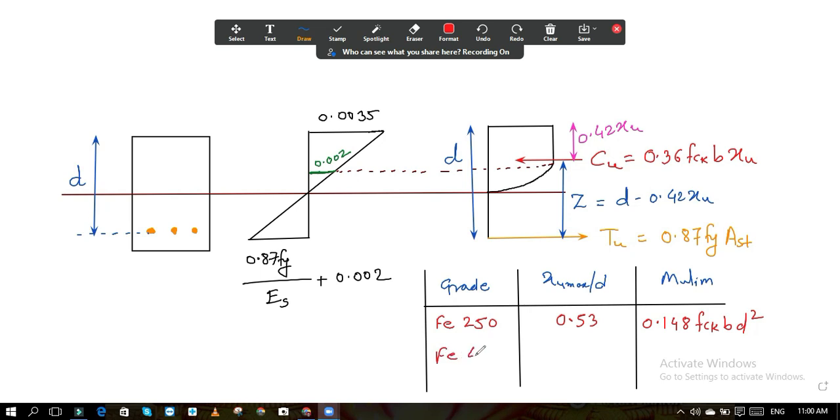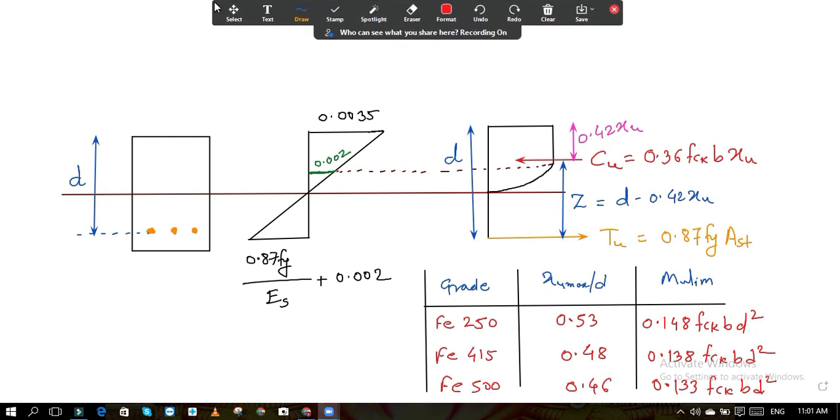Then for Fe415, it is 0.48, and what is the Mu? It is 0.138 fck bd square. Then Fe500, it is 0.46, and what is Mu limiting? It is 0.133 fck bd square. If you want, you can write or take a screenshot of this so that we can move further. Is it over? You can tell me so that I will take the next slide and then we will move to the next part.